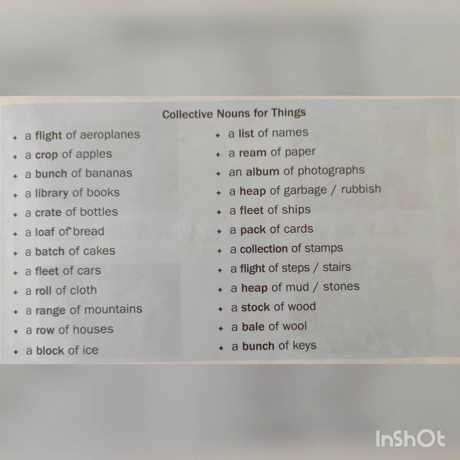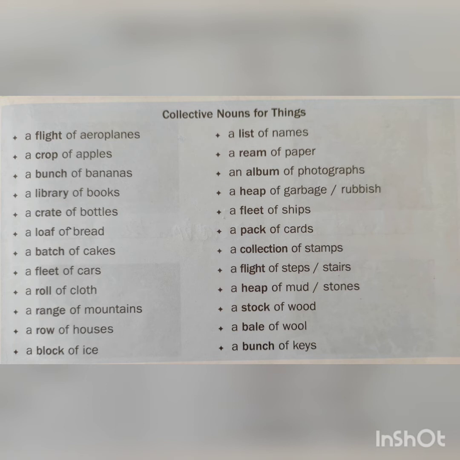A flight of aeroplanes. Flight means an occasion when something flies or moves through the air. A crop of apples. Crop means a plant such as a grain, fruit or vegetable grown in large amounts. A bunch of bananas. Bunch means a number of things of the same type fastened together or in a close group. A library of books.